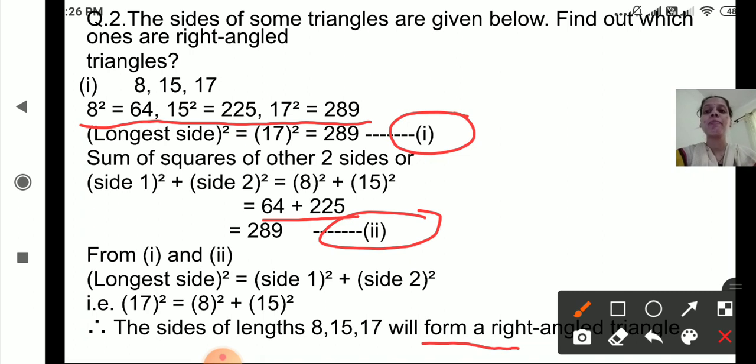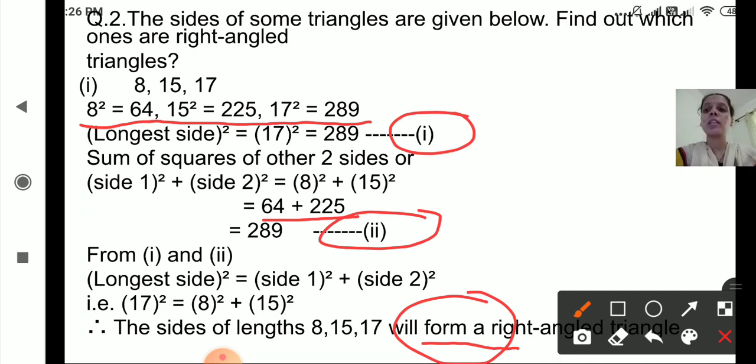Now from 1 and 2 what did we get? See here, 1, that is longest side square, is equal to 289 and side 1 square plus side 2 square is also equal to 289. So from 1 and 2, longest side square is equal to side 1 square plus side 2 square, that is 17 square is equal to 8 square plus 15 square. Therefore the sides of lengths 8, 15 and 17 will form a right angle triangle. Why will they form a right angle triangle? Because longest side square, that is hypotenuse square, is equal to the sum of the squares of the other two sides.